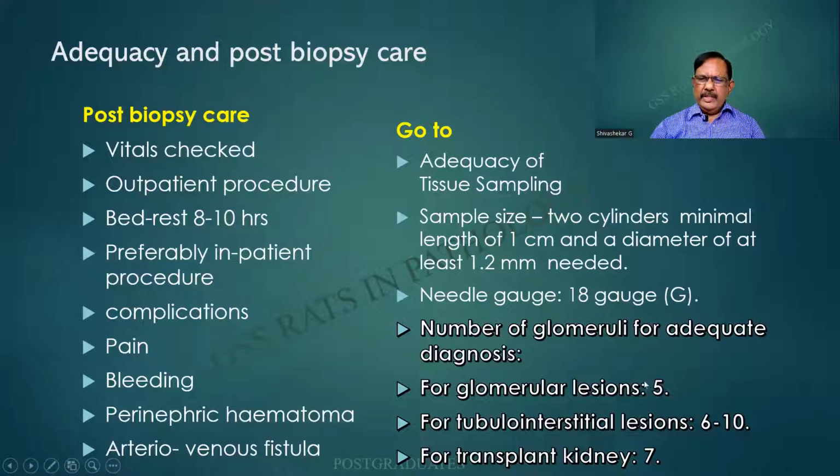For glomerular lesions, at least 5. Tubulointerstitial 6 to 10, transplant 7. In general, if you people say about 8, you are safe. You are correct.